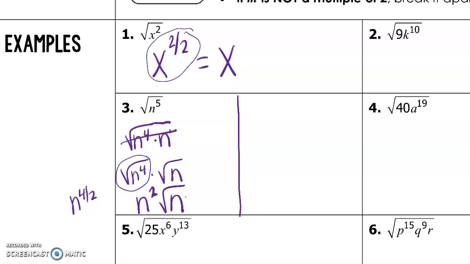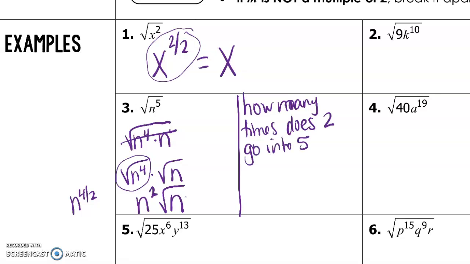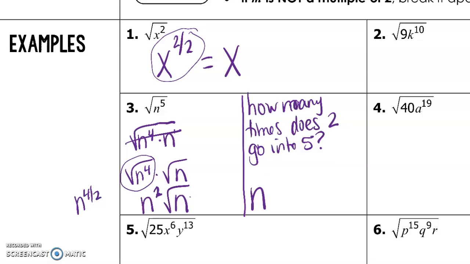What I do is I just ask myself, how many times does 2 go into 5? So that's the first question you ask. How many times does 2 go into 5? Well, that would be twice. So that's where the n squared comes from. When you say twice, that's where this exponent comes from. And then you need to say how many are left. That would be 1. So the 1 has to go under the square root.